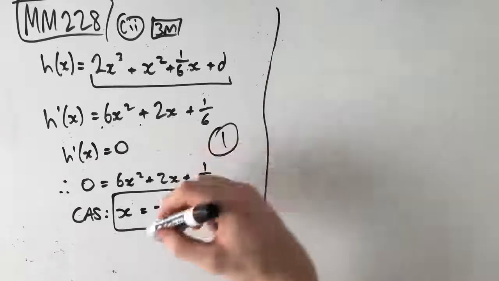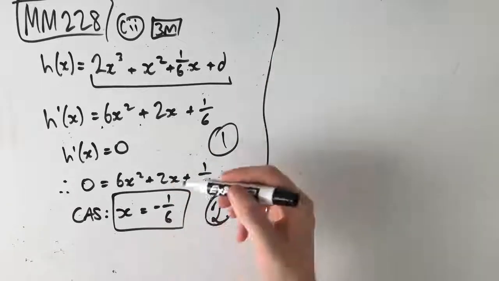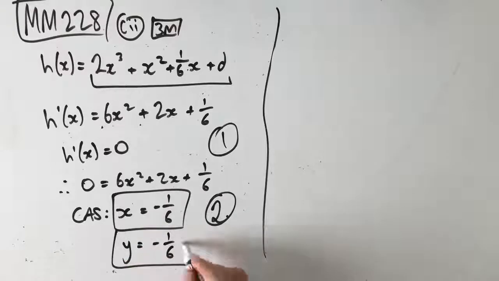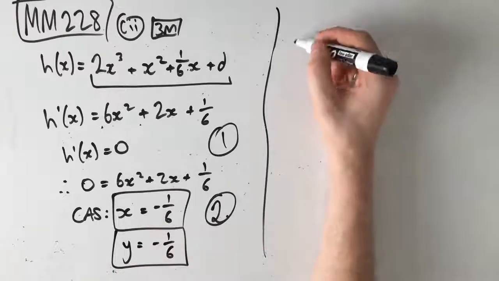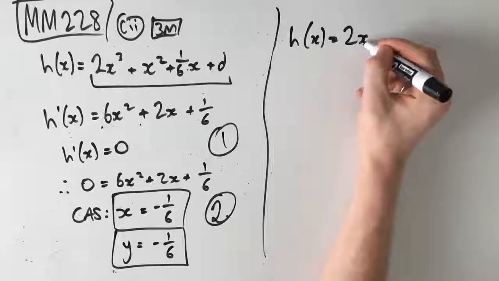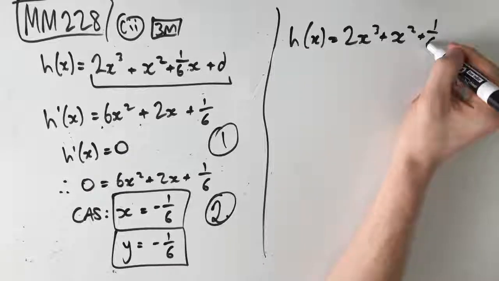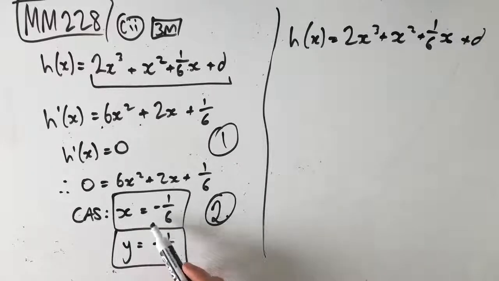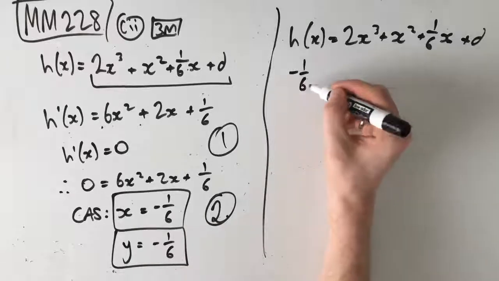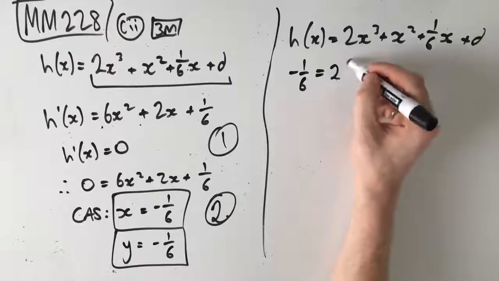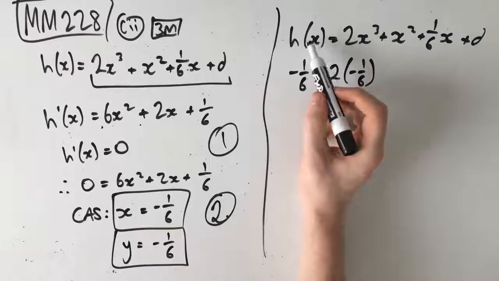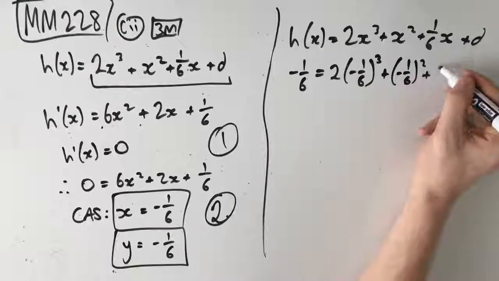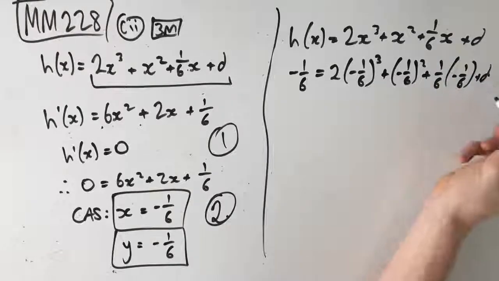And then because x is equal to negative 1 on 6, and it's at the point of intersection between the function and its inverse, y is also going to be equal to negative 1 on 6, right? Because they have to be the same. So from here, we know that h of x is equal to 2x cubed plus x squared plus 1 on 6x plus d. Now we have a coordinate, so we know that the x value is this, the y value is this, so all we're going to do is simply sub in our x and y values, and then we're going to get d, right? Because we're going to have our y values, our x values, and we're going to solve for d after that. Plus negative 1 on 6 squared plus 1 on 6 times negative 1 on 6 plus d.